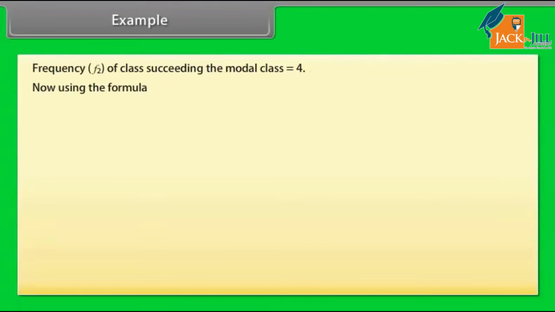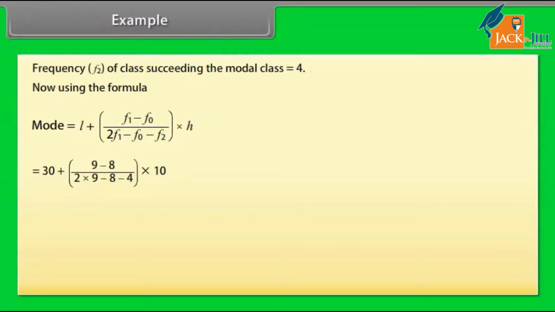Now, using the formula given below, L plus F1 minus F0, that is divided by 2F1 minus F0 minus F2, multiplied by H, we will find the mode as 30 plus 9 minus 8 by 2 into 9 minus 8 minus 4, into 10, equals 30 plus 10 by 6, which equals 30 plus 1.67 equals 31.67.